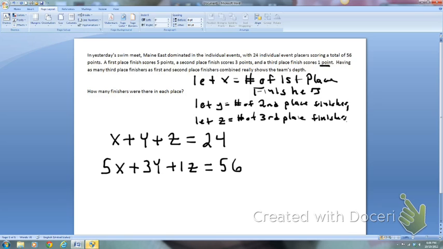So far, so good. I have two equations, but that's not good enough if I have three variables. In order to solve this system, I would need a third equation. The good news is that the last sentence provides some insight into what we can write here. Having as many third place finishers as first and second place finishers combined really shows the team's depth. What they're really telling you here is they had as many third place finishers, which were z's, so z equals the sum of first and second place combined together. If I added the first place finishers to the second place finishers, I would have the third place finishers. So these are my three equations.